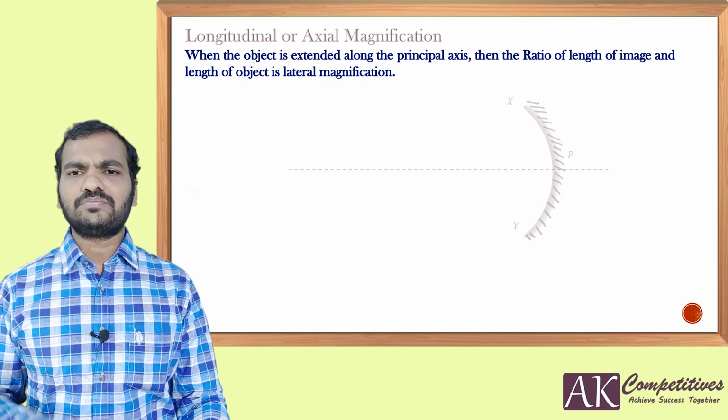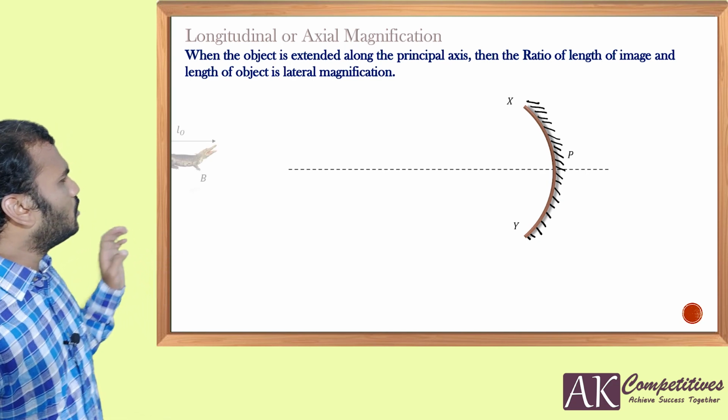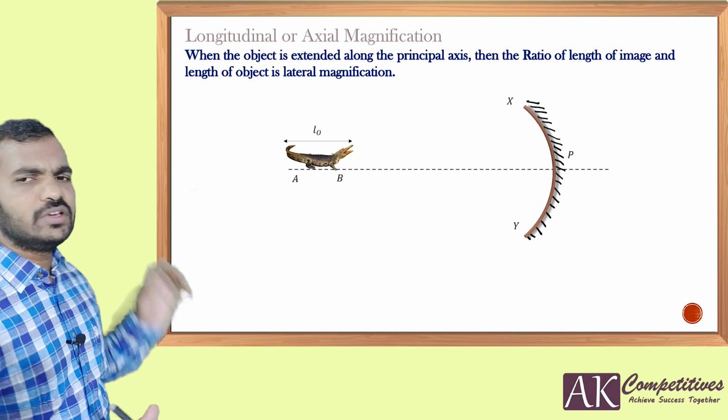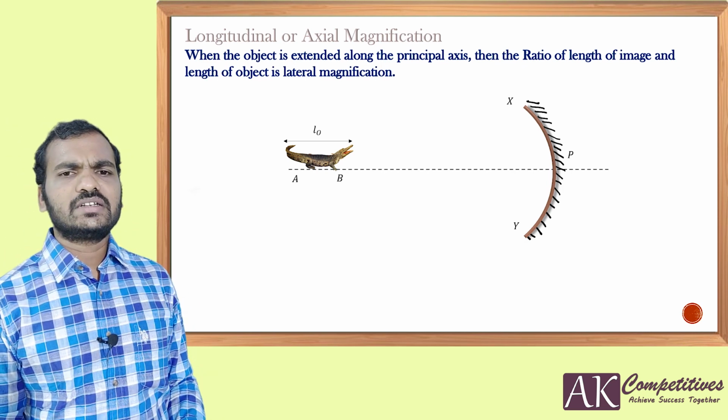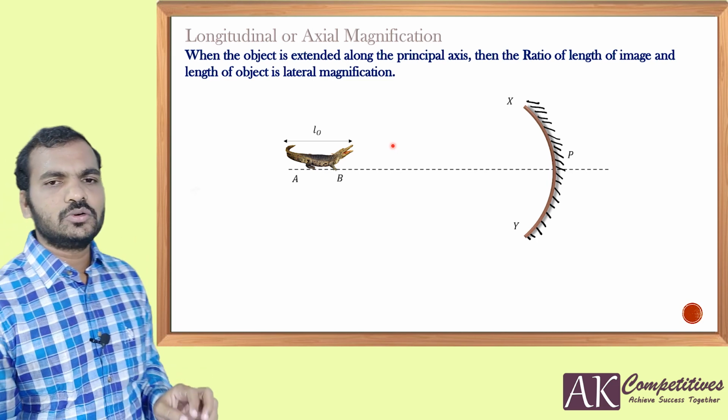Okay, let's see the diagram. I'm considering the same set of diagram again here. Now you can see clearly the principal axis and the curved mirror, everything we have taken in detail, and the object we are considering as a crocodile here, which is going to have L0 as its length.